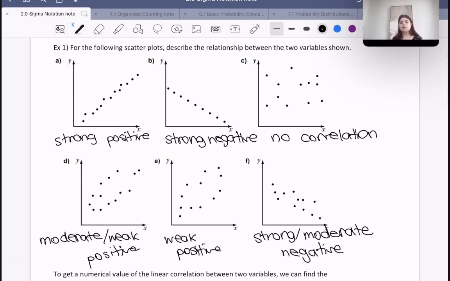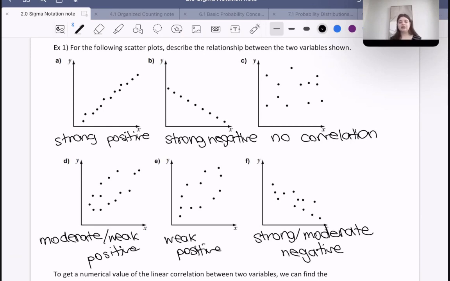Now, what about no correlation? A good example of no correlation would be two things that have nothing to do with one another whatsoever. So, for example, math mark versus hair length. Someone could have long hair and have a great math mark, or short hair and have a great math mark, or vice versa. Someone could have long hair and a bad math mark, or short hair and a bad math mark. So the length of our hair versus how well we're doing in our math class, those two things have nothing to do with one another.